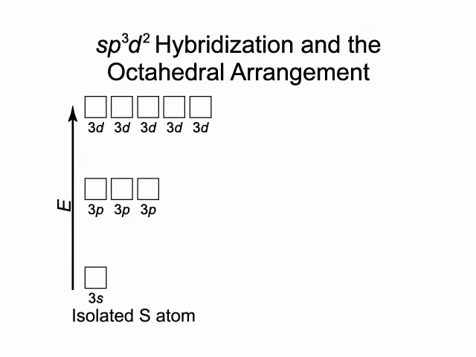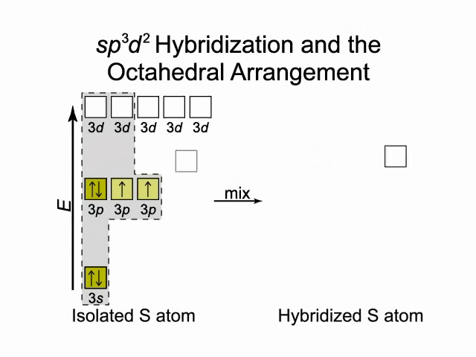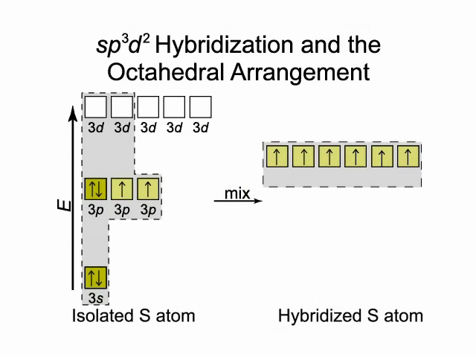Sulfur also has an expanded valence level in many of its compounds. In the ground state, it has a filled 3s orbital, one filled and two half-filled 3p's, and five empty 3d's. In the octahedral molecule sulfur hexafluoride, the 3s, all of the 3p, and two of the five 3d orbitals of the central S mix to form six half-filled sp3d2 hybrid orbitals. The three unhybridized 3d orbitals remain empty.